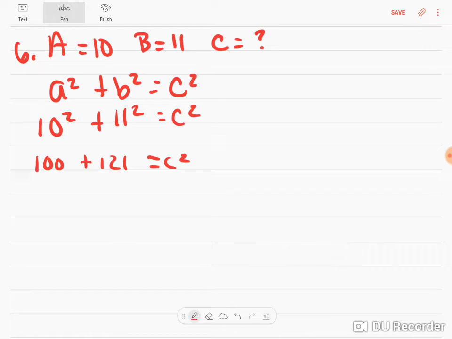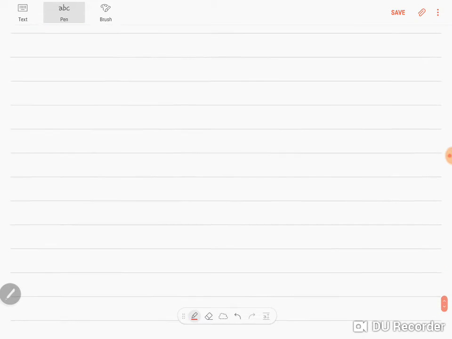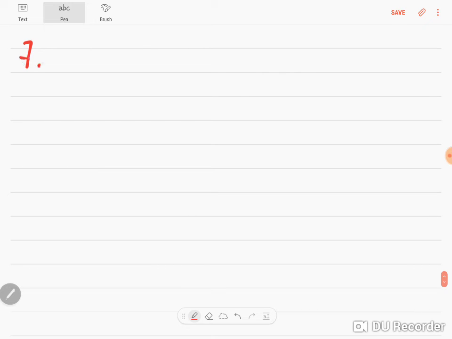All right. After this, we need to add them up. This comes out to be 221 is equal to C squared, but we don't want to know what C squared is, so we must take the square root of both sides. C is equal to the square root of 221. All right, number 7. A is we don't know. B is equal to 13, and C is equal to 17.